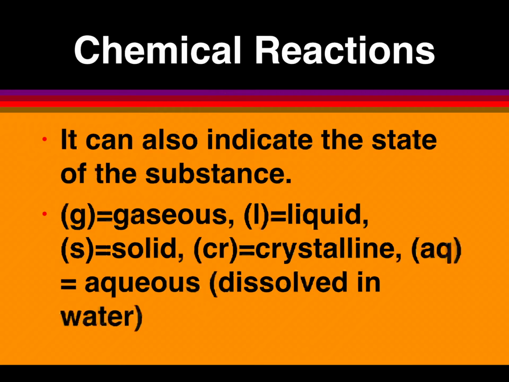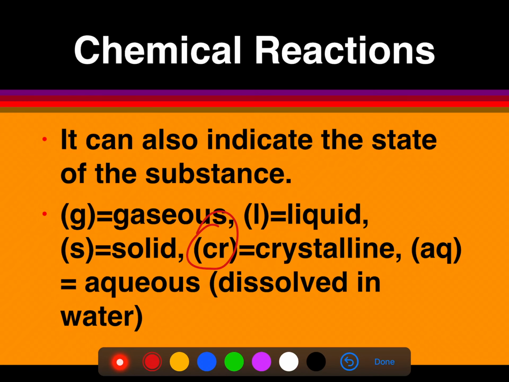Chemical equations don't just tell you which chemicals are involved and how many. They also can tell you something about the environment in which they're run. It could tell you about the phase they're in. So you should know these abbreviations. Little g stands for gas, L for liquid, S for solid.